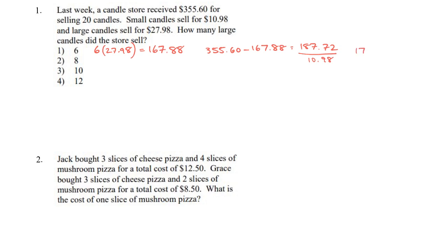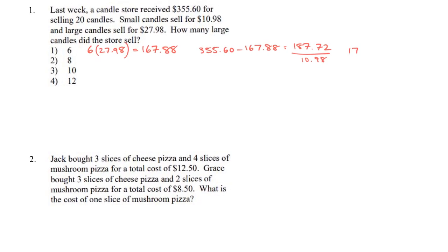Well, here's the thing. If I sold 17 small candles and 6 large candles, that's 23 total. But the total is supposed to be 20. So now I can eliminate this as an answer choice. Is this kind of a long way of doing this? Yeah, I would say so. Is it a way that you could do this? Yeah. So now you would move on and try 8, and so on and so forth. Now let's go through the algebraic way.